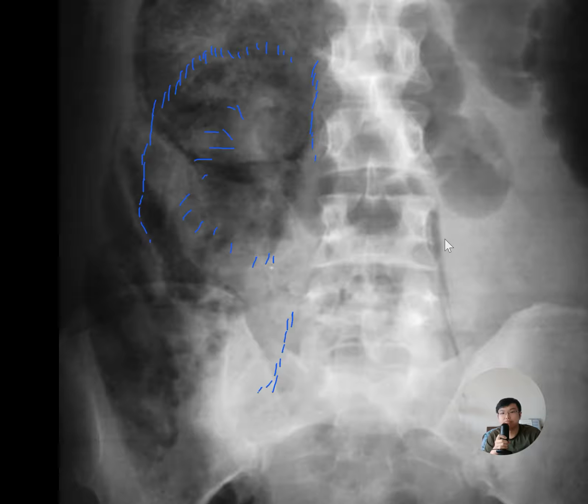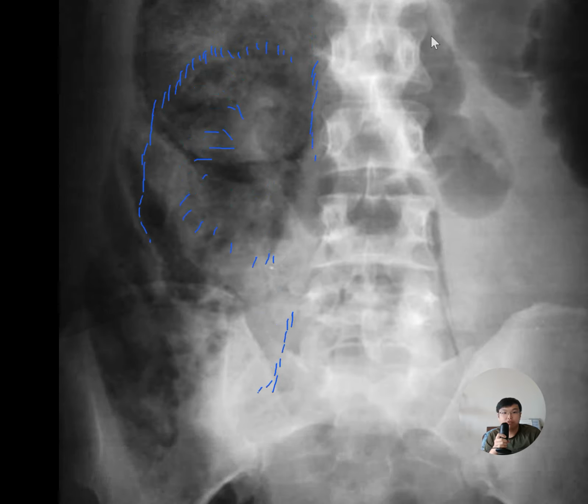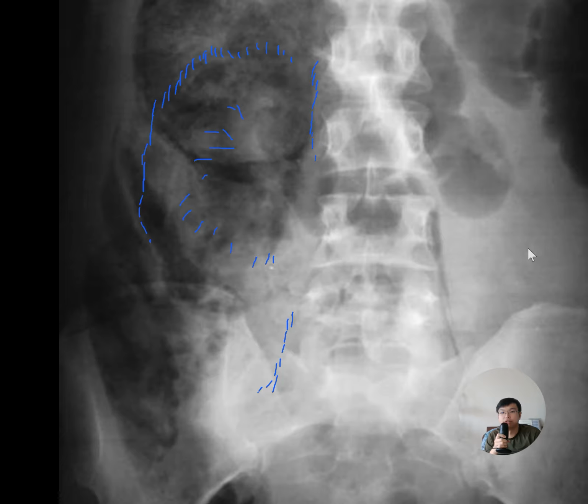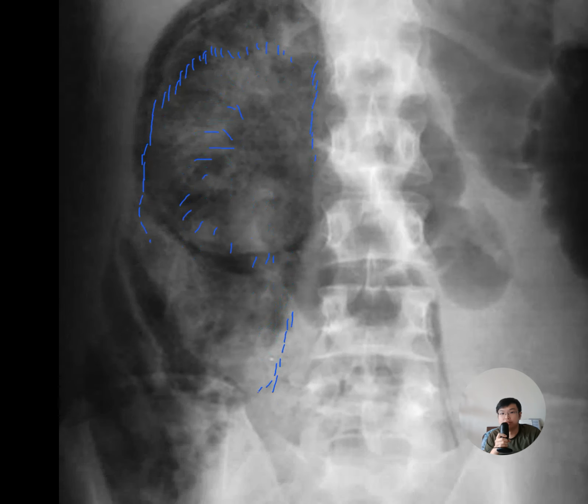and then eventually you also see a little bit of gas which tracks and outlines the medial aspect of the psoas major muscle, but you do not see any gas outlining the lateral border of the left-sided psoas major muscle. So you can appreciate that the gas is actually tracking from the right kidney and then all the way out, with the least amount of gas away from the right-sided retroperitoneum.